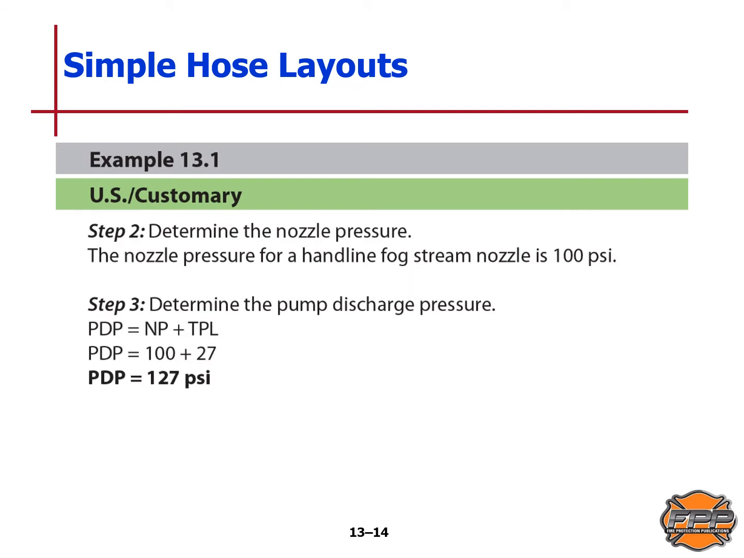Step 2 is to determine the nozzle pressure. The nozzle pressure for a handline fog stream is 100 psi. So step 3, determine the pump discharge pressure. You have PDP, which is pump discharge pressure, equals nozzle pressure plus total pressure loss. So PDP equals 100 plus 27, so your PDP is 127 psi.